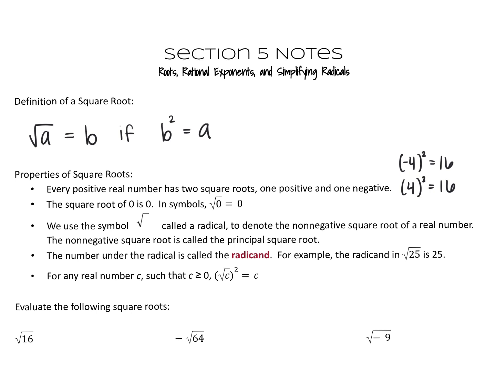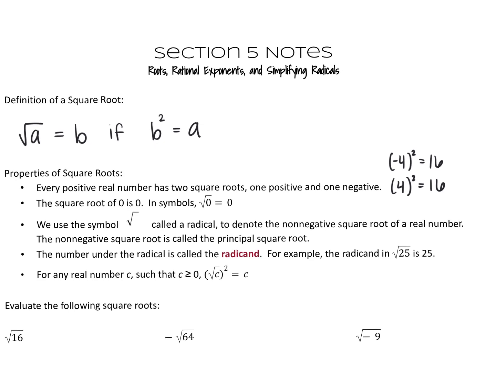And then when we use the square root symbol, we can also call it a radical if we are specifically talking about the non-negative square root of a real number. The non-negative square root is called the principal square root, and the number underneath the radical is called the radicand. For example, the radicand in the square root of 25 is 25. Also, for any real number c, such that c is greater than or equal to 0, if I square the square root of c, I get c. A square and a square root undo each other. So if I square a square root, I'm just left with what was underneath the square root to begin with.